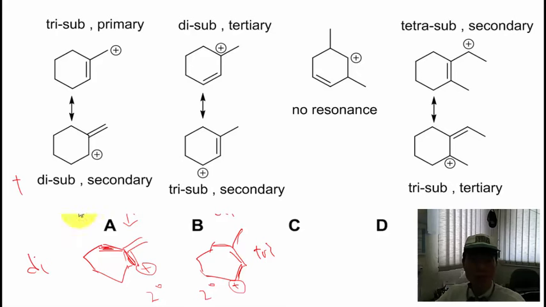So we look at the substitution. It is di and tri. But for D it is tri and tri. So D is the answer. Okay, so D is the answer.